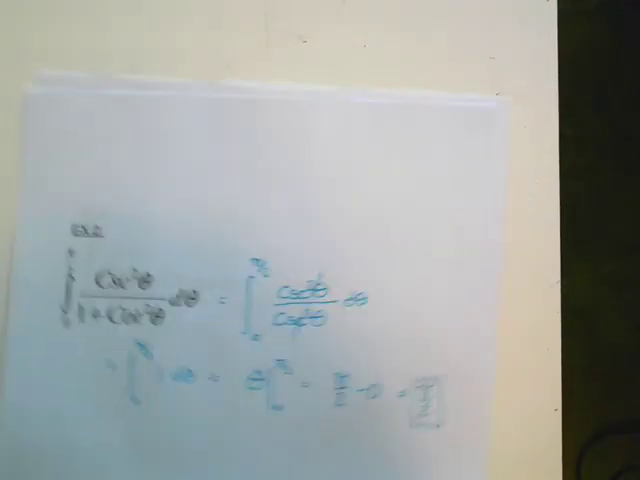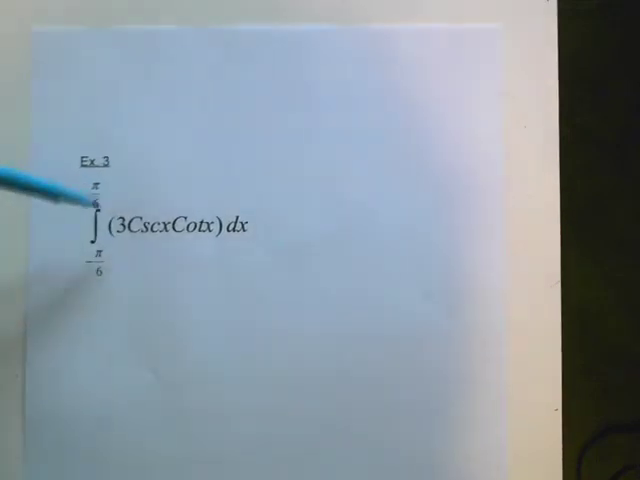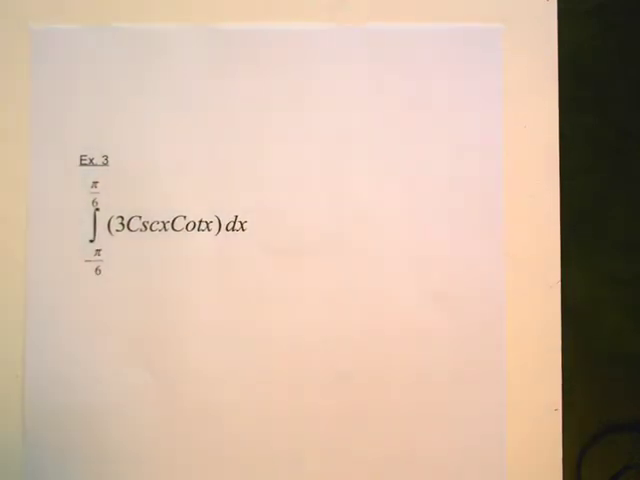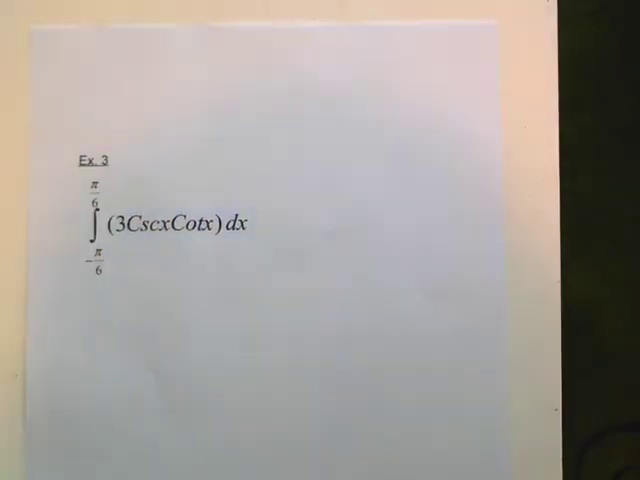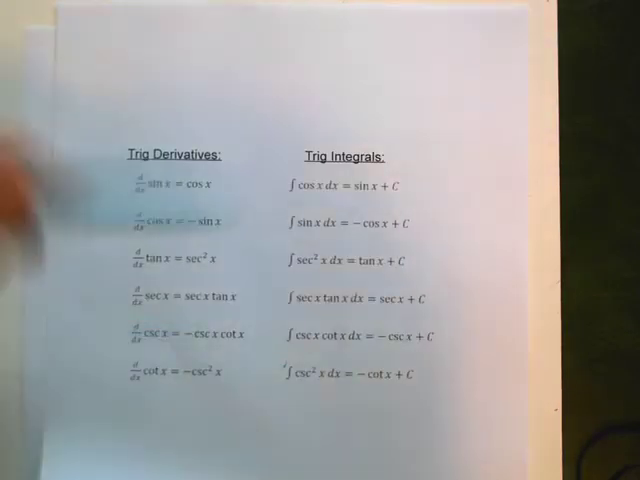Okay, all right, let's try one last one. This one's going to be 3 cosecant cotangent from negative pi over 6 to pi over 6. Again, the first thing I always do is look at my trig identities and say, okay, I don't have any fractions here that I have to worry about, so that's good. So let's just look at our trig identities.